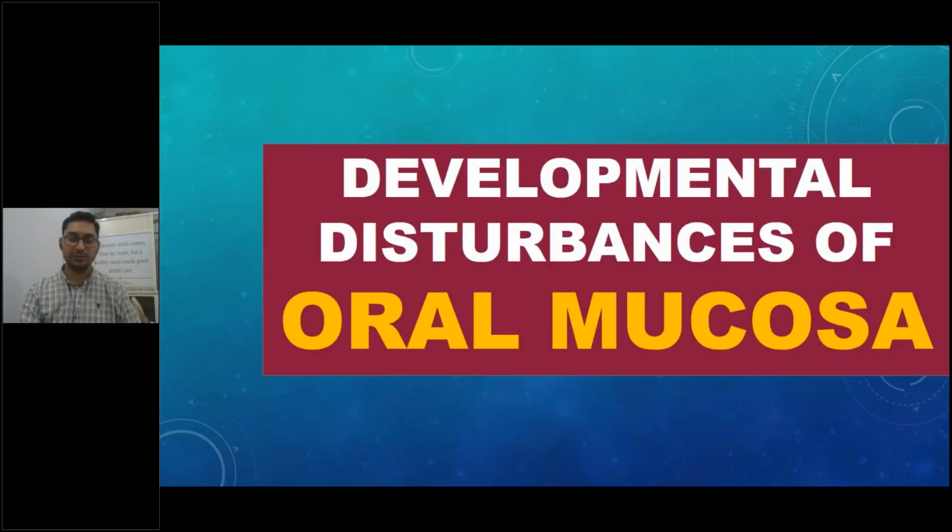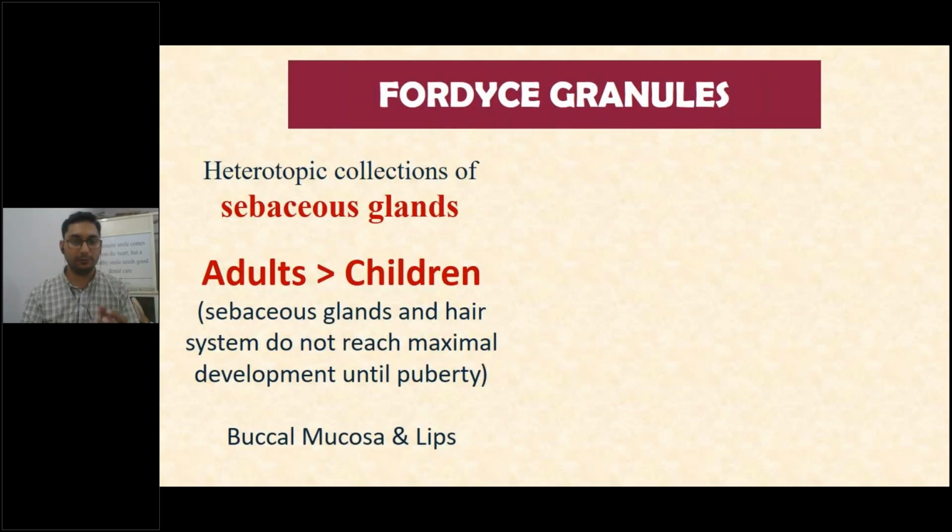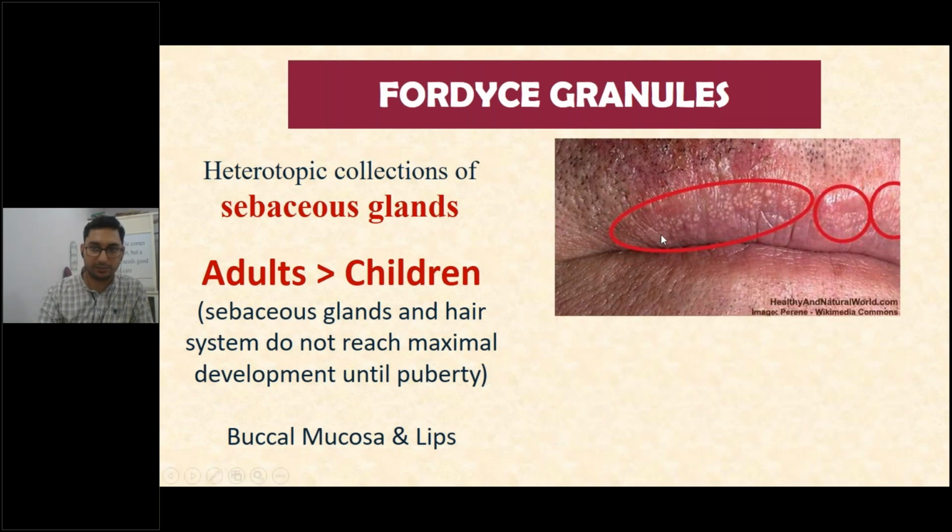Next is developmental disturbances of oral mucosa, and the most important question out of it is Fordyce granules, and I'm sure you know this thing. These are heterotopic collections of sebaceous glands, right? These are ectopic sebaceous glands, and you can see these small yellow dots on the lips. Lips and buccal mucosa are the most common site. Out of these two, buccal mucosa is the most common site. It is basically an entrapped sebaceous gland during embryogenesis, more common in adults.